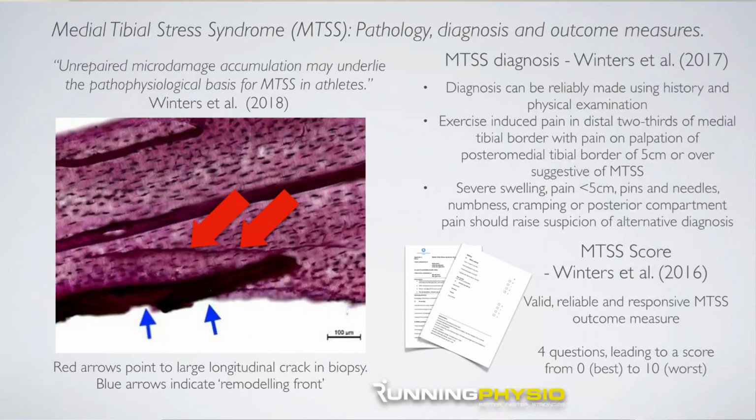Now, Winters et al. have done some great work in this field. They've also done this great MTSS score. Now, this is a valid, reliable, and responsive outcome measure for medial tibial stress syndrome. And what this does is it asks questions around symptoms during walking, during sport, and also at rest. So you can use that clinically as an outcome measure. So lots of great work from Marinus, Winters and colleagues.